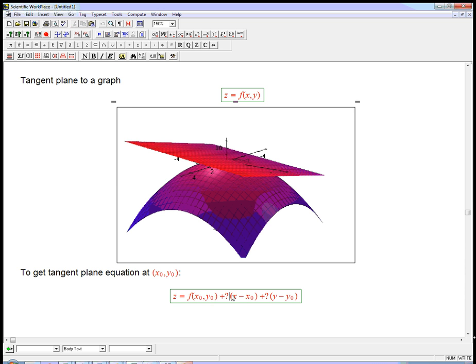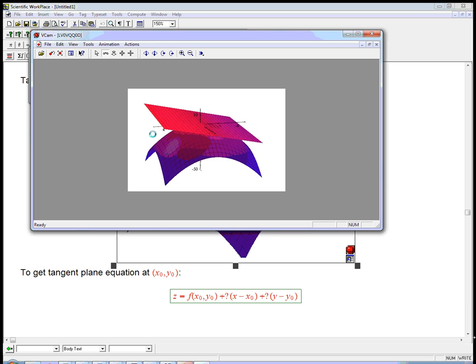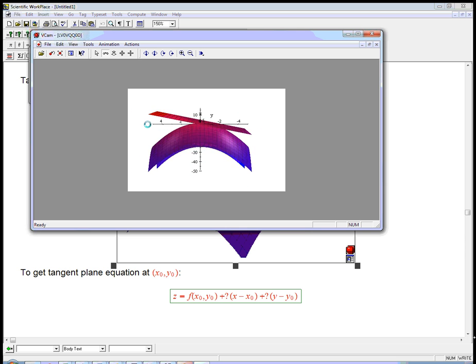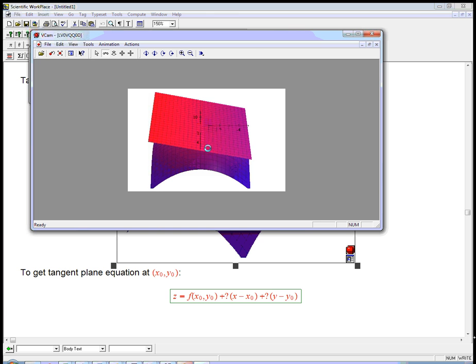Now, you can probably guess what these numbers are because this is supposed to be a plane, so that if I slice it, let's go back to the rotation one more time, if I slice it along a vertical plane with x constant, if we're looking straight down the picture here, this curve here is one of the slices of the graph with x constant and y variable. And that's going to be just a function of one variable. And this line in the plane right here is supposed to be the tangent line to that curve.